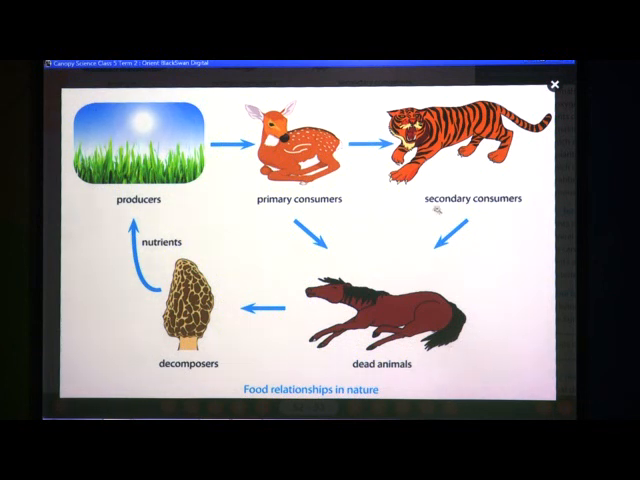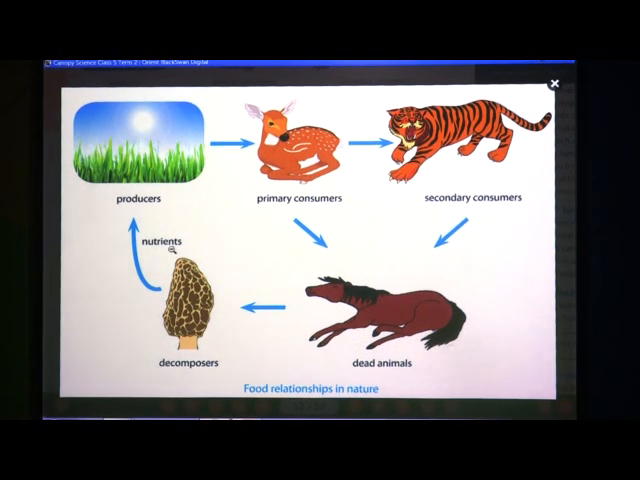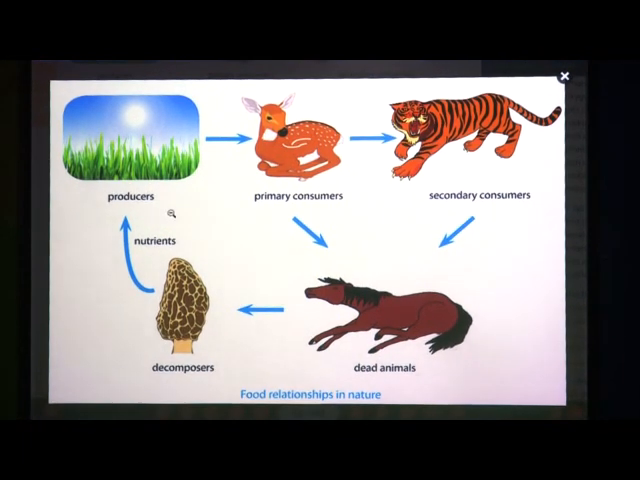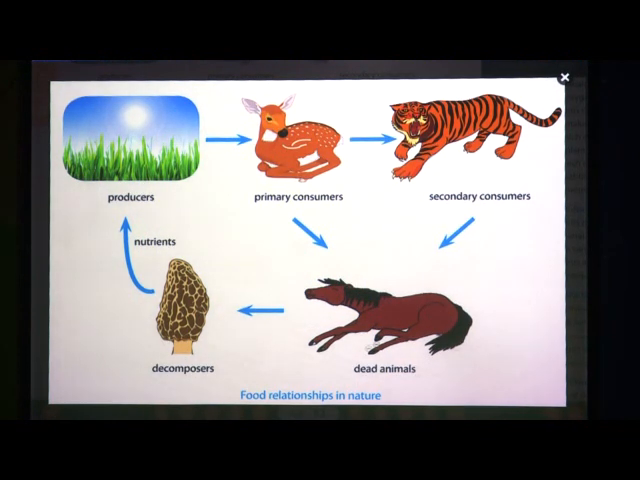Then when those secondary consumers die, what happens? They start to decay or decompose. Then after that decomposition, they provide nutrients to plants, and those nutrients are used by plants for their growth. So this cycle keeps continuing in nature, and in this way the food relationship is also continuous. So this is the food relationship in nature.